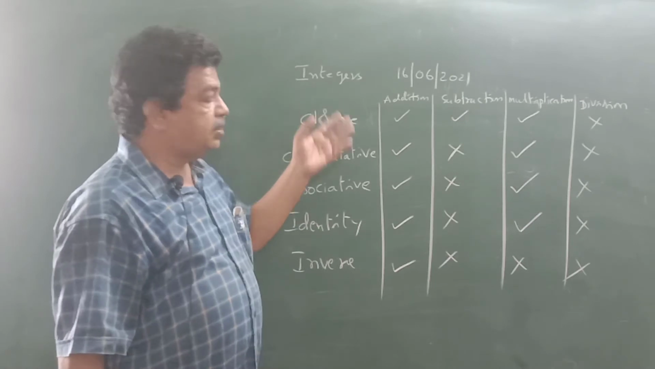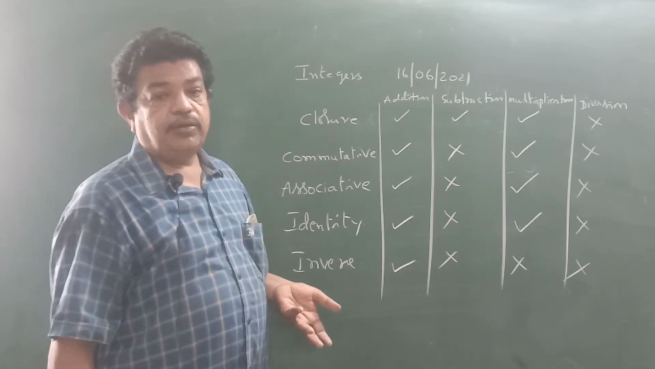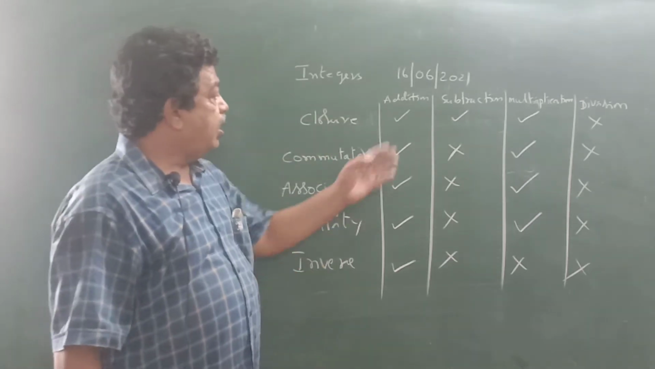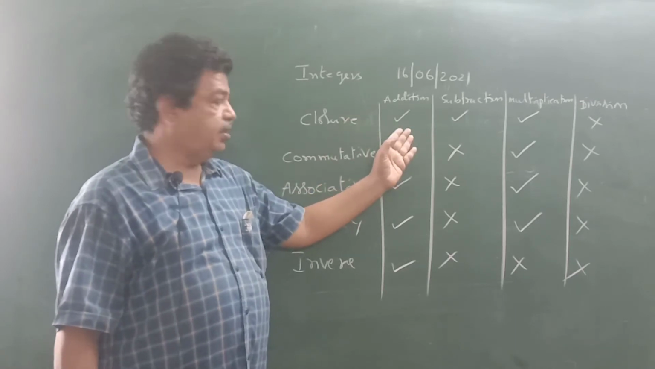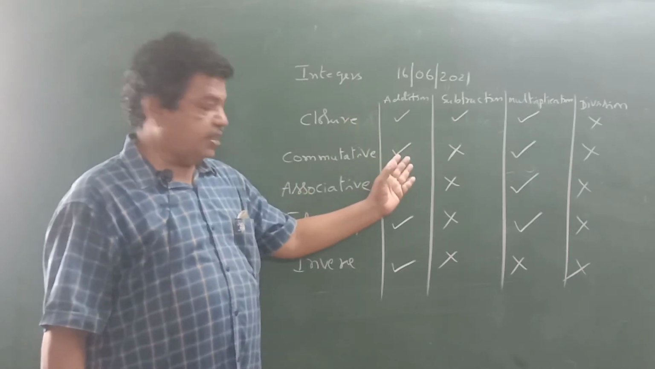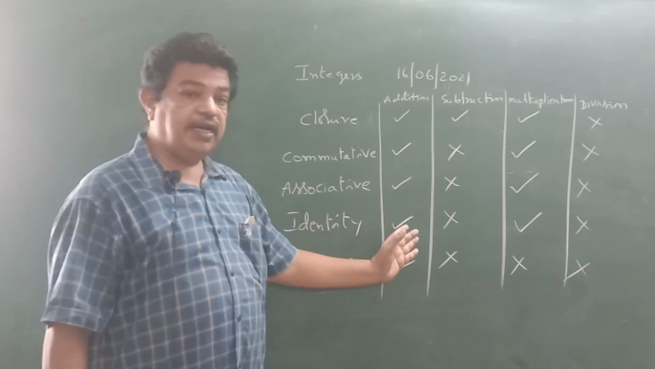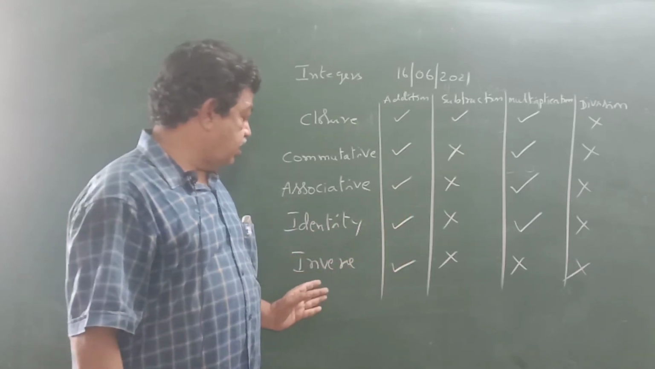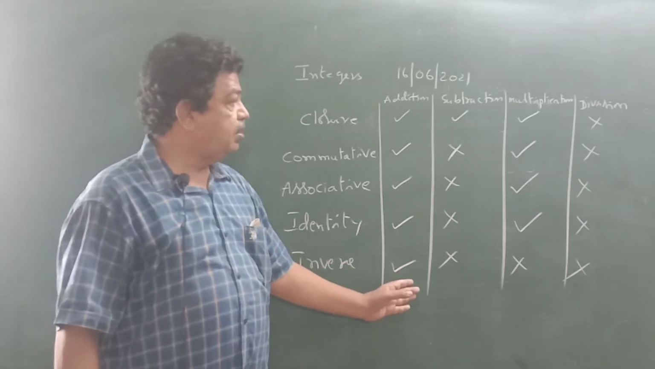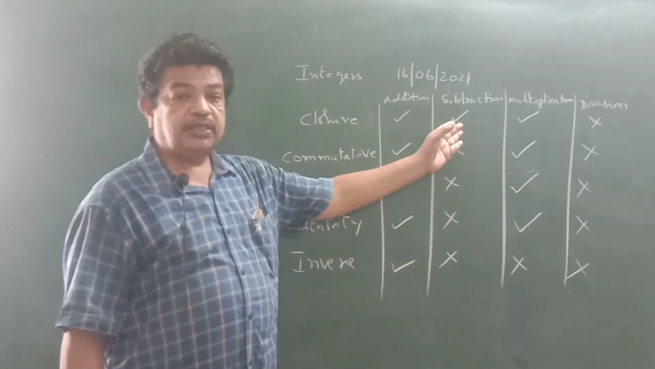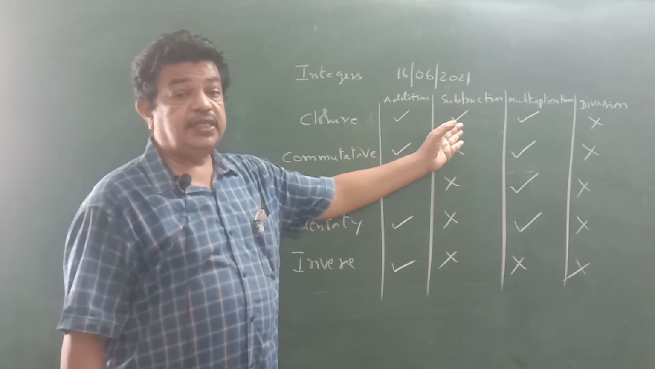What are integers? Whole numbers including negative numbers are called integers. Are integers closed under addition? Yes. Are integers commutative under addition? Yes. Are integers associative under addition? Yes. Do integers have an identity number under addition? Yes. Do integers have inverse under addition? Yes. Are integers closed under subtraction? Yes. The difference of two integers is an integer.